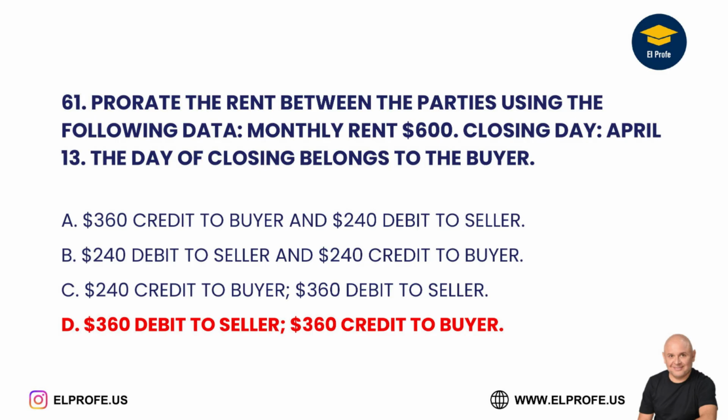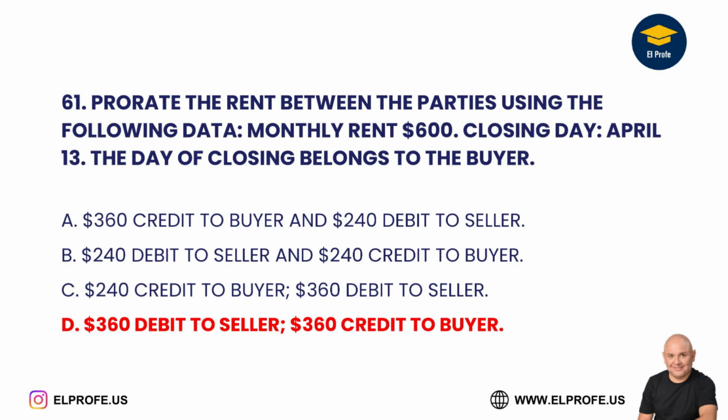The seller received the full $600 on the morning of April 1st, but they sold the house on the 13th. They cannot keep the complete April rent, because starting on April 13th, the new owner is responsible for maintenance, property taxes, and so forth. So, that portion of the month that the seller already collected must be handed over. That's why the answer is $360 credit to the buyer, no doubt about it. And it's also a $360 debit to the seller.